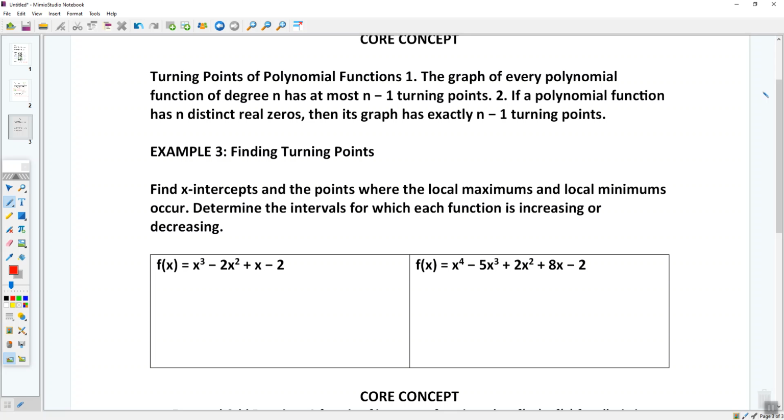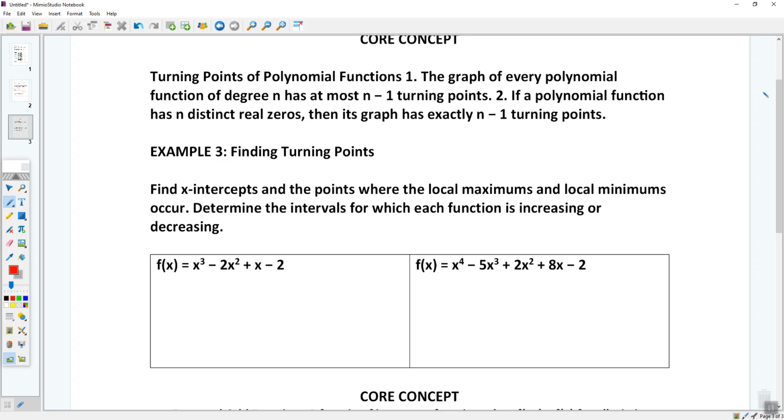All right, guys, core concept right here: the turning points of a polynomial function. There are some rules. First rule, it says the graph of every polynomial function of degree n has at most n minus 1 turning points.